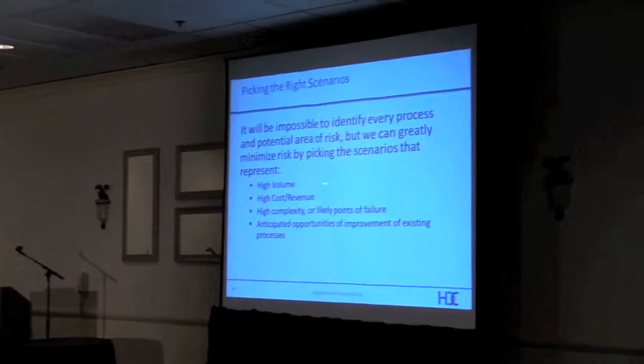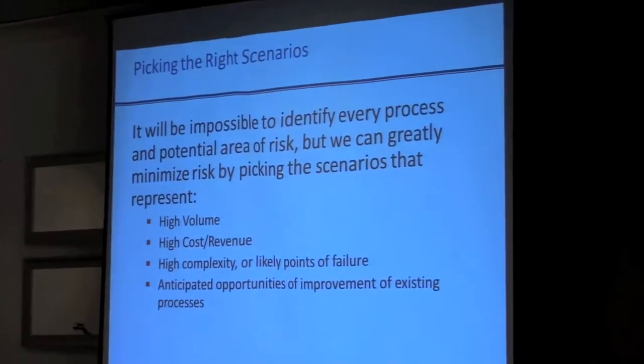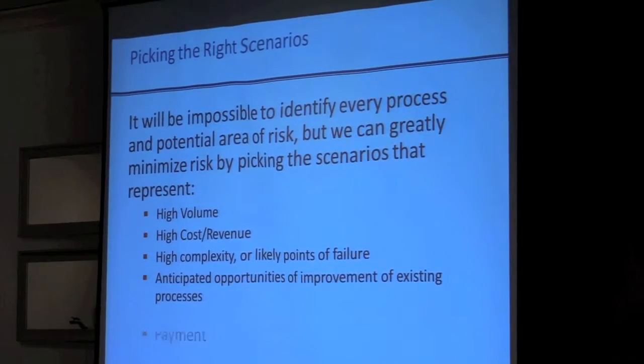Right? If you don't test anything, risk is high. If you test a few things, risk has gone down some. The more you test, the less the risk. And you have to draw that line to whatever is comfortable for you. So it's impossible to identify every potential area of risk, but you can minimize that risk by focusing on those things that represent high volume, high cost or revenue, high complexity or likely areas of failure, or any place that you think there might be some opportunity to improve.